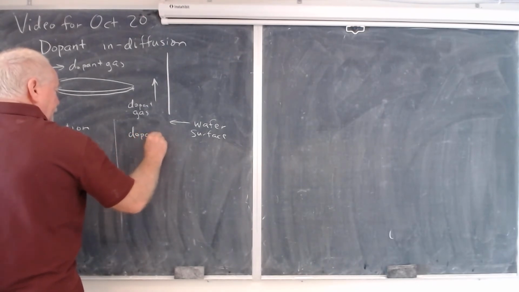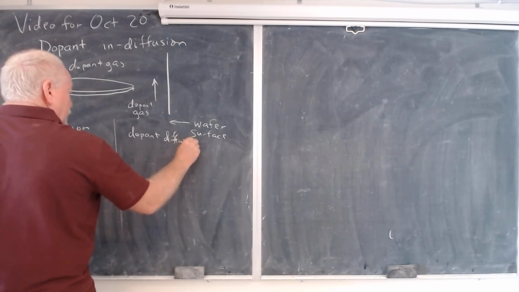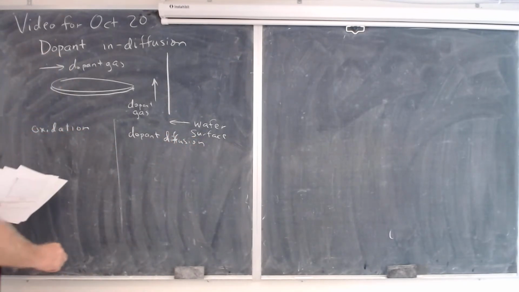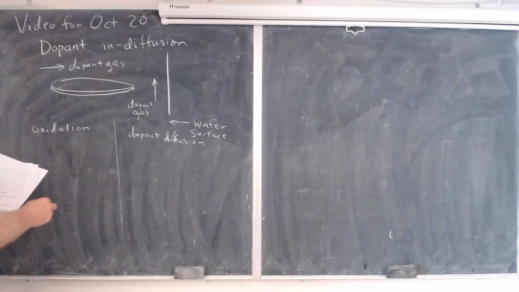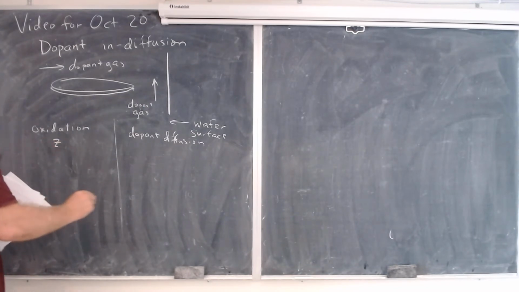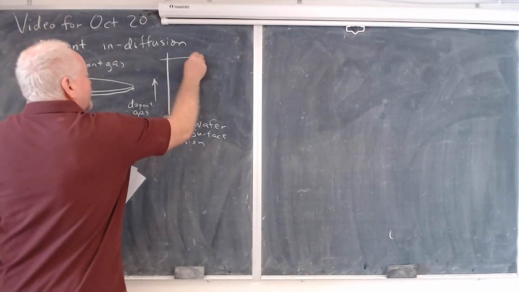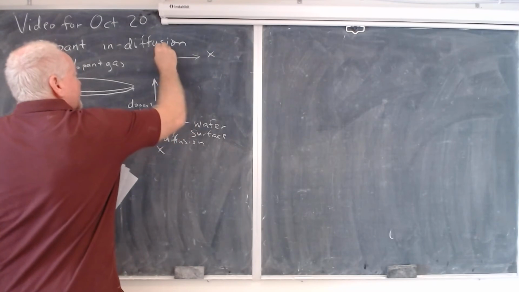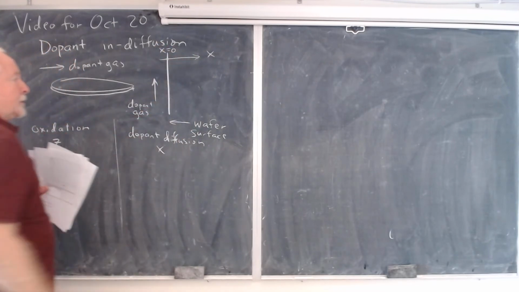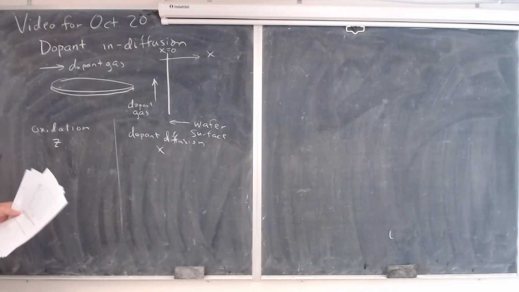So I'll make a chart here, dopant diffusion. For oxidation, first the most minor: we use Z as the variable. For dopant diffusion, we're using X, and don't ask me why. So this is X, and this is X equals 0, the surface of the wafer. So that's very minor.